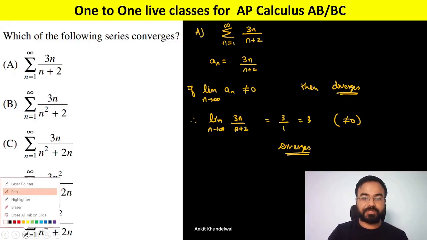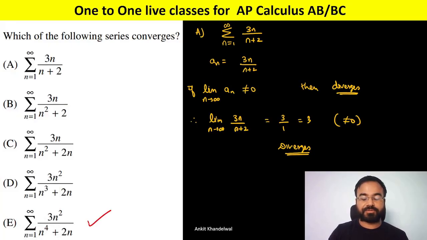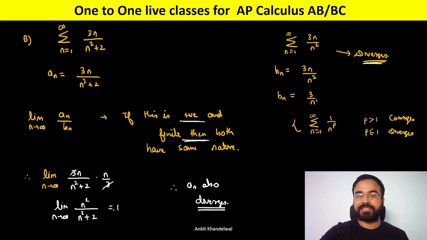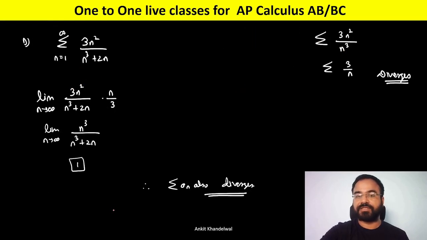Which one of them is converging? So we can say option E is converging. So I hope you have understood the divergence test and the limit comparison test we have used in solving this.